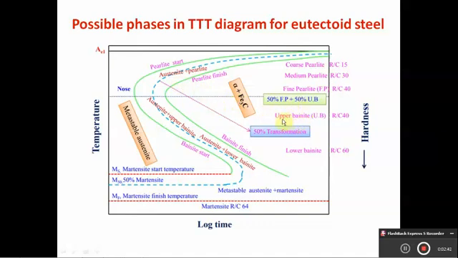Here you can observe an upper bainitic portion and a lower bainitic portion. Again you can observe the hardness value still goes on increasing. The hardness value of upper bainite is RC40 and the hardness of lower bainite is RC60. So you can observe that depending upon the phase, the mechanical properties are going to change.